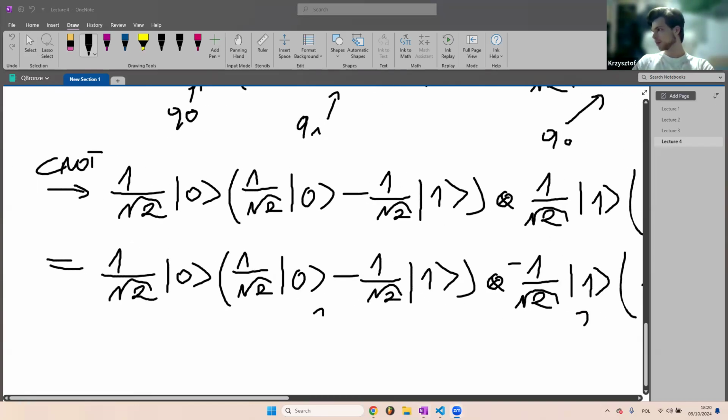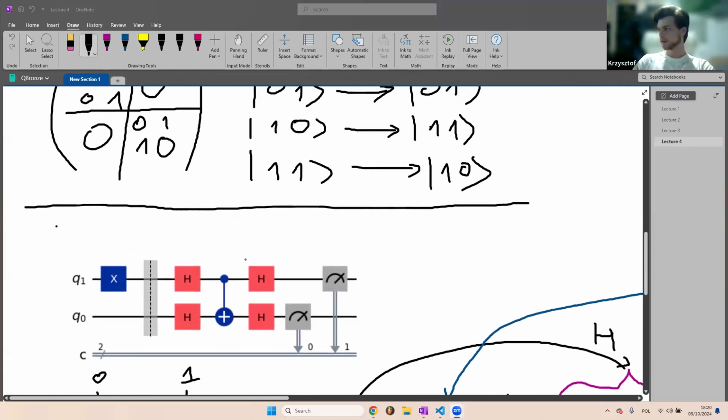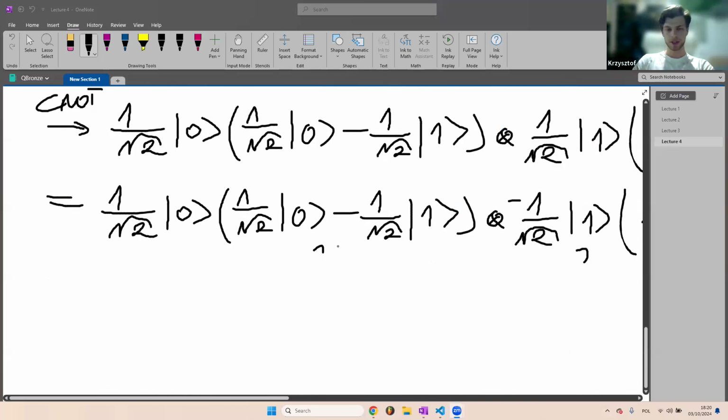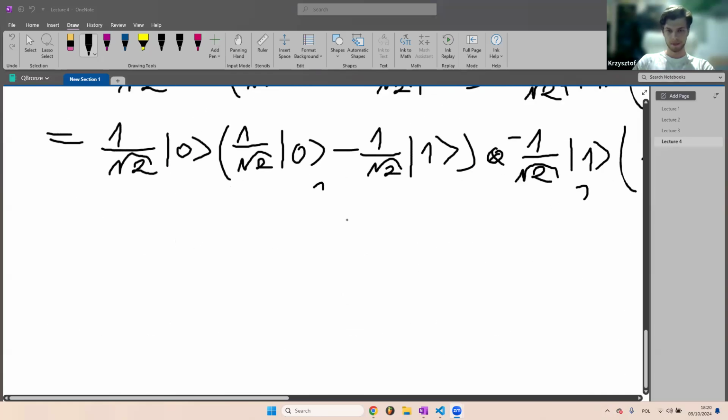I see a comment in the chat: can you explain how to solve this circuit once again? You mean the circuit here, right? Okay, so I will finish the calculation and then explain it once again.